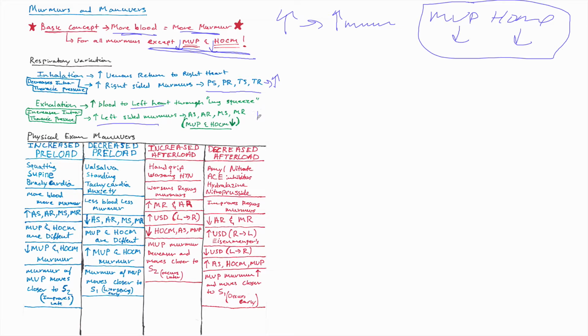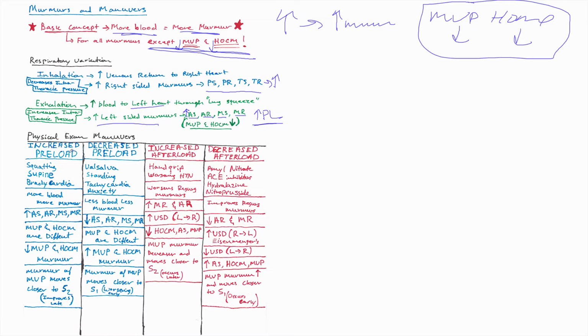So more blood is basically increased preload, right? We get more blood, preload gets larger, so we're going to increase every single murmur except for mitral valve prolapse and HOCM. So aortic stenosis, aortic regurg, mitral stenosis, mitral regurg, all these murmurs are going to go up, with a decrease in mitral valve prolapse and HOCM. And we'll talk about exactly why in just a little bit.